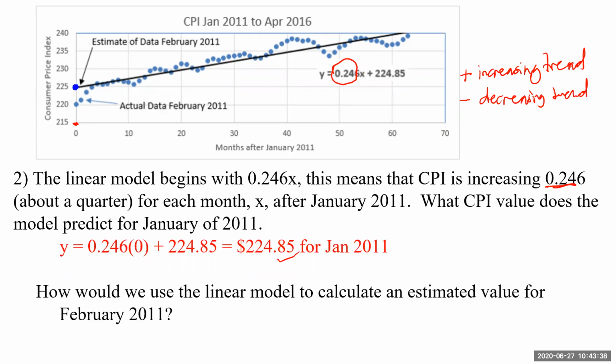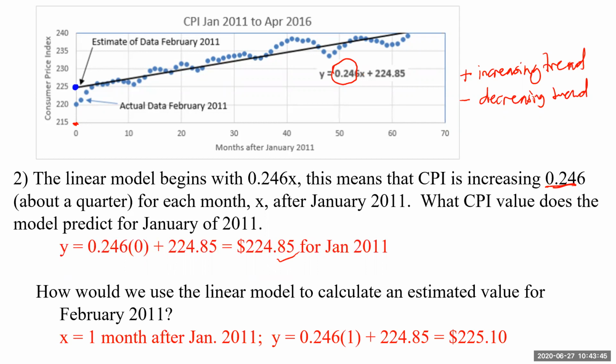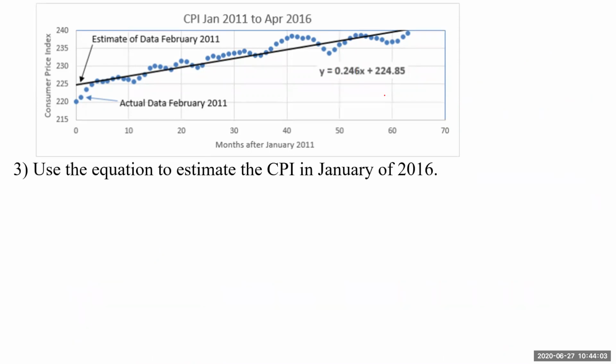Now, how would you use this linear model to estimate the value for February 2011? For the same year, you have to plug in, because the starting month is January, right? So February is going to be month 1. Is that okay? So you plug in 1 for your X on this same equation, and that gives you 225.10. Okay, nice.